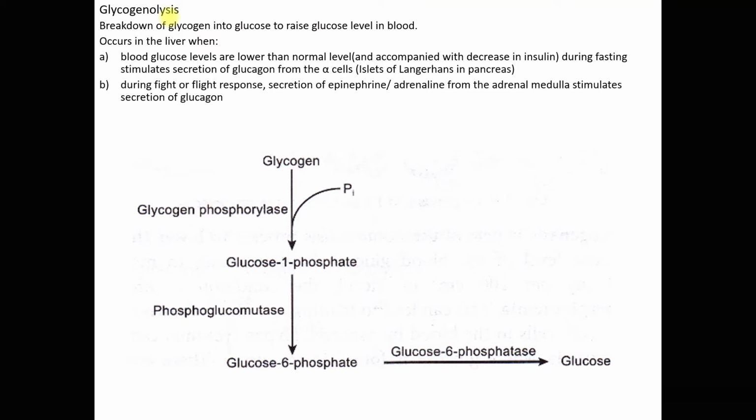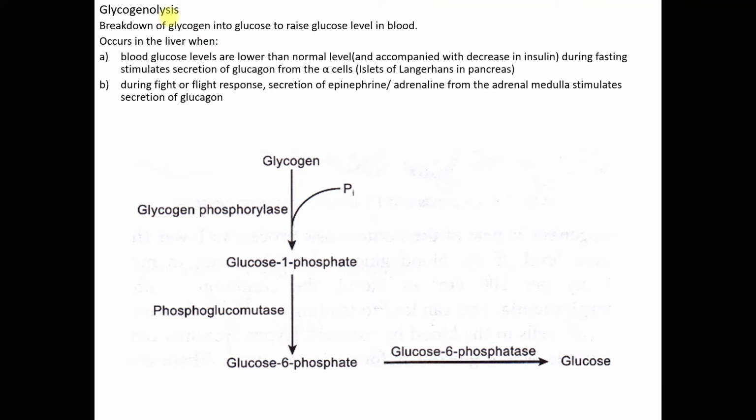So this condition will stimulate secretion of glucagon. Glucagon is a hormone. If you recall, it is secreted by the alpha cells in the islets of Langerhans in the pancreas. Now another condition that triggers glycogenolysis is during the fight or flight response.